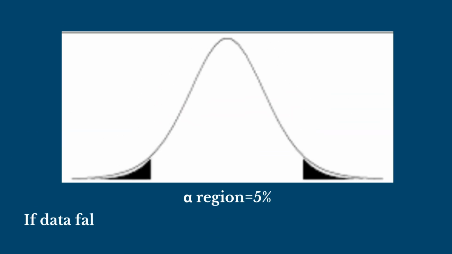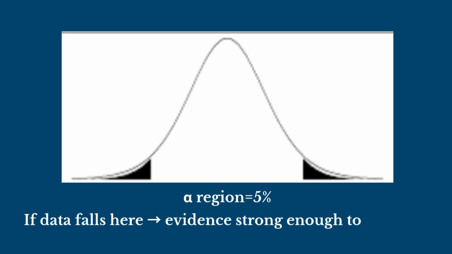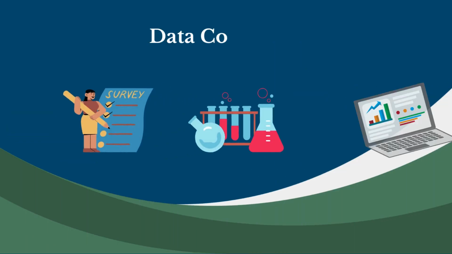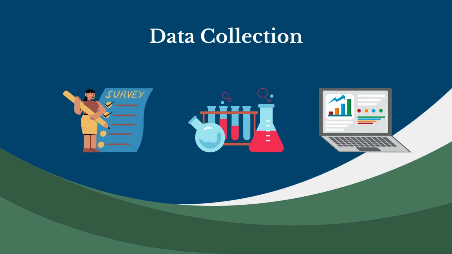In simple terms, we are setting a threshold for how confident we want to be before making our decision. Think of alpha as our risk tolerance, how much uncertainty you are comfortable with in your conclusion. Step 3. Collect and summarize data.